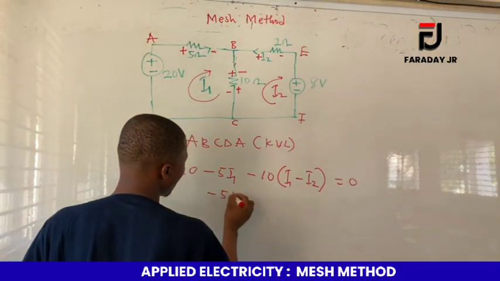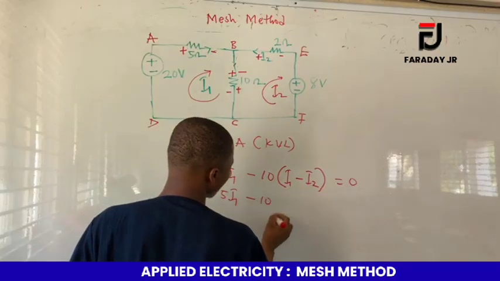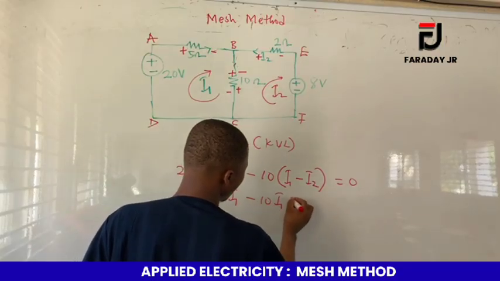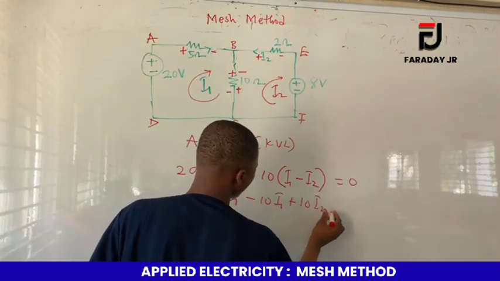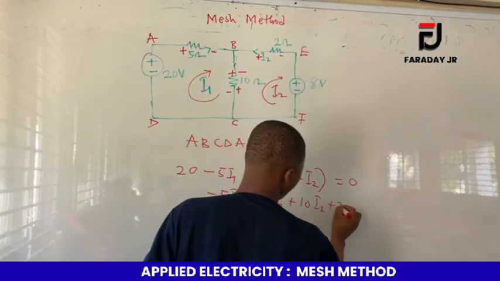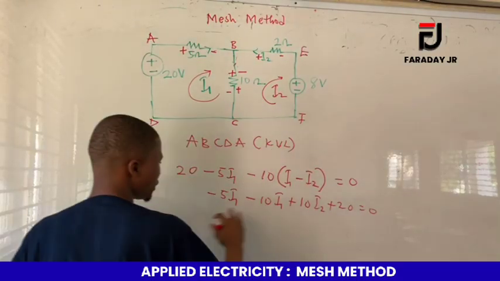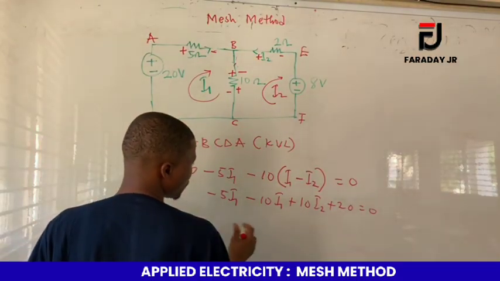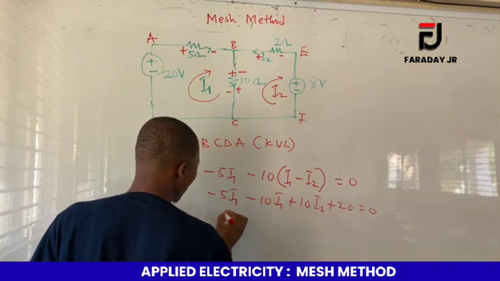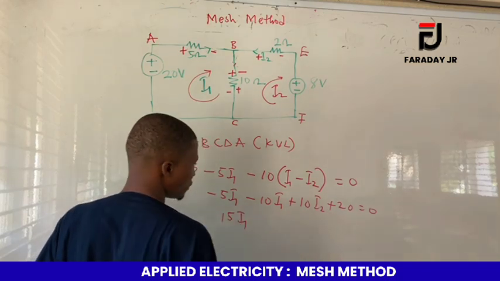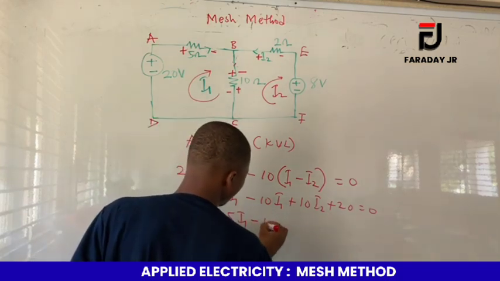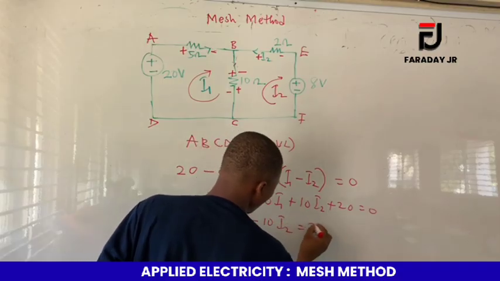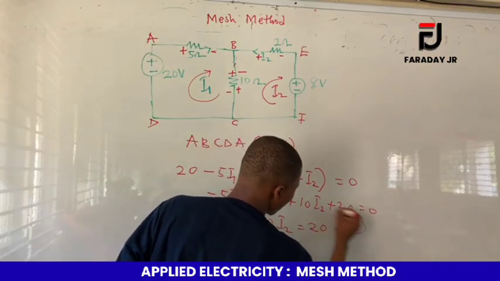So let's sum them. We have minus 5I1, minus 10I1, plus 10I2, plus 20, and that will be equal to 0. So let's try and then add them. I'm moving in the other direction, so we have 15I1 minus 10I2 is equal to 20. This one will give us equation 1.